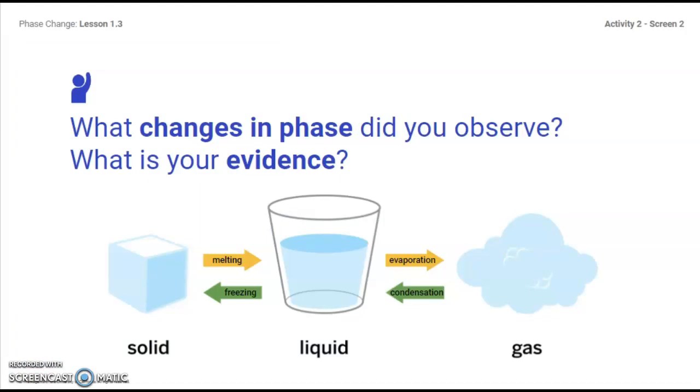So what changes in phase did you observe? What is your evidence? Make sure if you observe it, you need to tell me what your evidence is. One example could be evaporation. We saw liquid going to gas. Okay, what is your evidence? Look at the cup and determine what your evidence is.